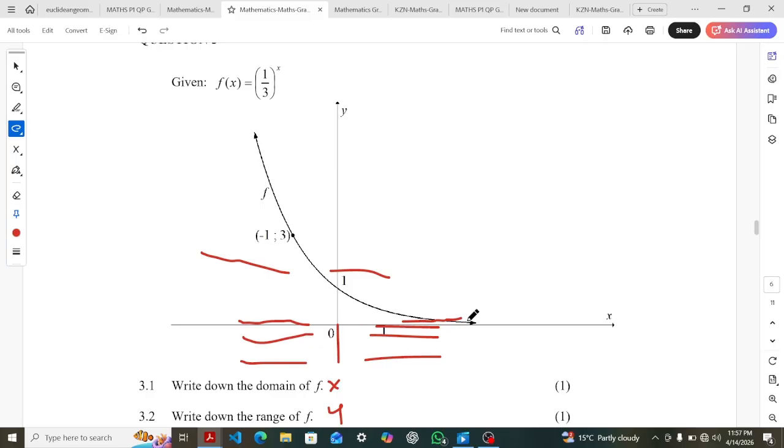So what does that tell us? It's telling you that you only see your graph where y is greater than 0. You only see your graph whereby y is greater than 0. So how are you gonna conclude that? You're gonna say y is greater than 0.